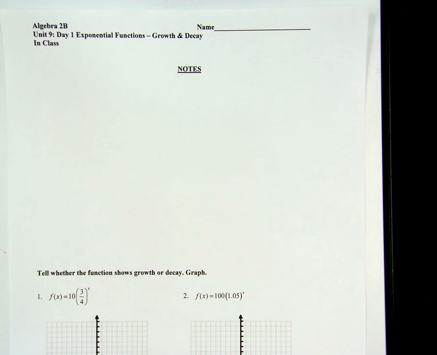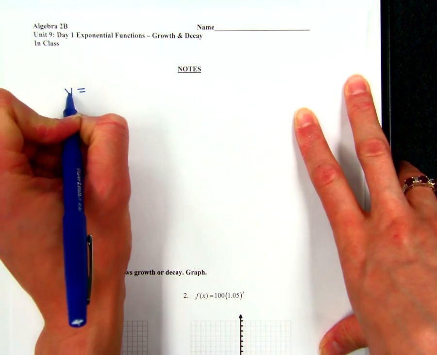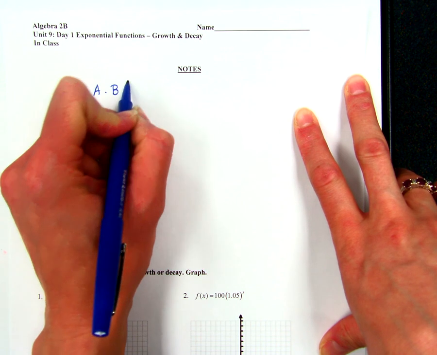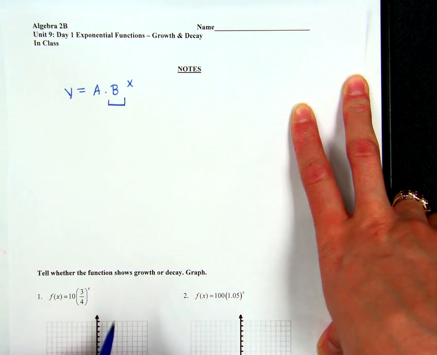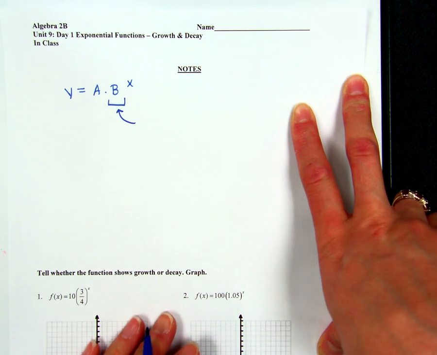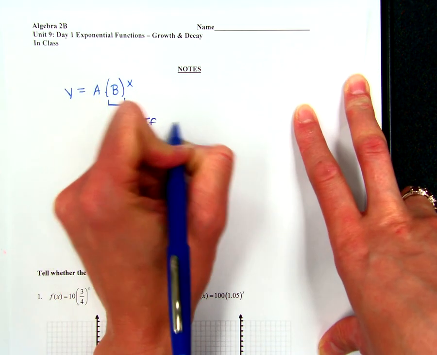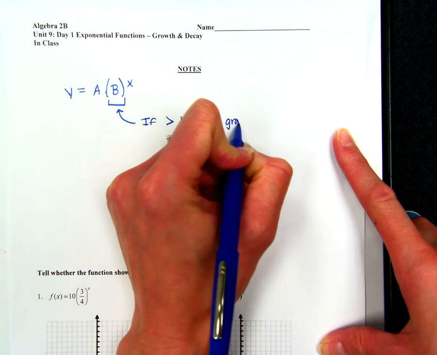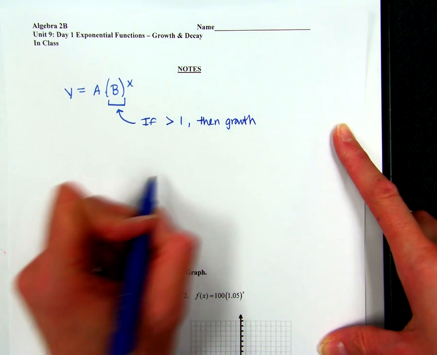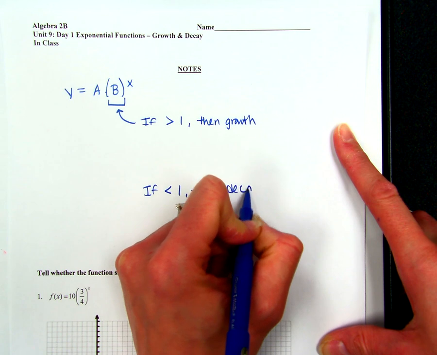Okay, so today we're going to talk about exponential growth and decay. There's a generic equation for either function, and it's y equals a times b to the x. To decide if something is growth or decay, we're going to look at this value, b. Typically it's in parentheses. If it's greater than 1, then this tells me it's growth. If it is less than 1, then that tells me that it's decay.